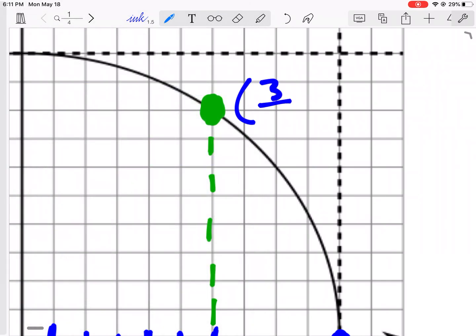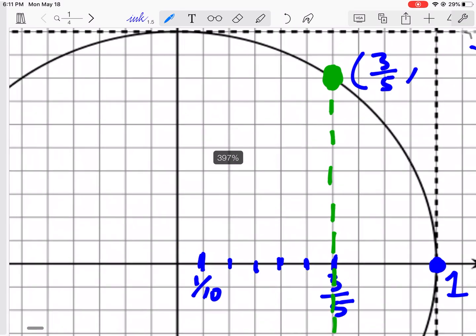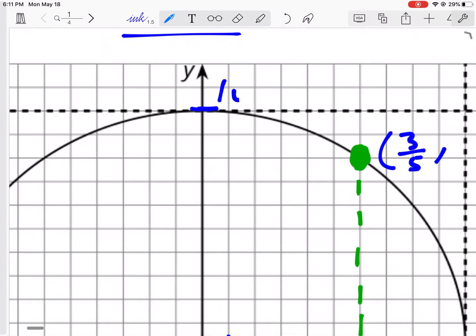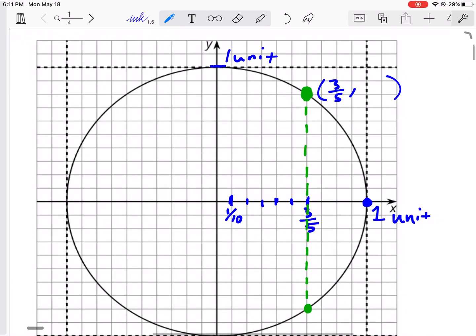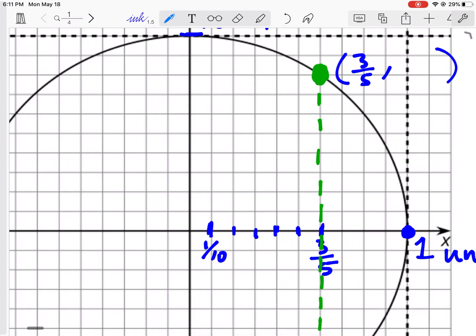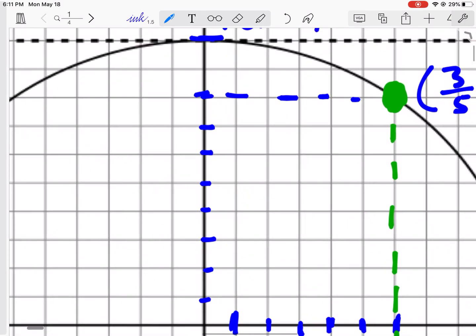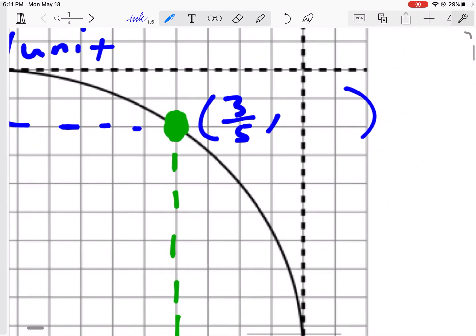So now we have this point. We know this is 3/5, and we want to know what that y value is. Well, same thing, this is 1 unit up, because everything is perfect on a circle. If it was 1 to the right, it's also 1 up, which means each of these is 1/10 again. So to get up to this mark, we would count 1, 2, 3, 4, 5, 6, 7, 8. That's 8/10, which, if you simplify, is actually 4/5. So we could write this as 4/5.